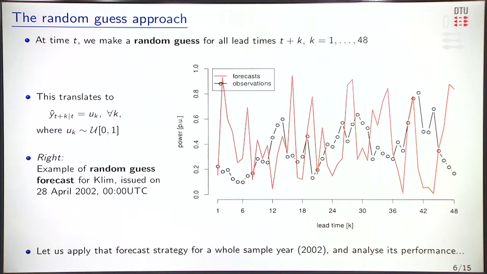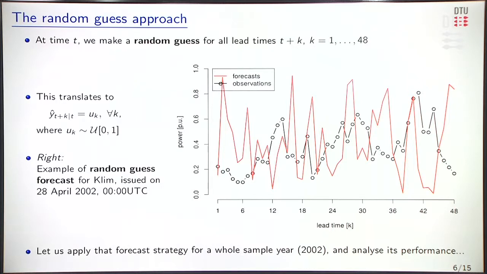That means in practice that our forecast ŷ_{t+k|t} will be equal to u_k for all k, the lead times in the future. u_k is a random draw from a uniform distribution between 0 and 1. So that means we randomly pick numbers between 0 and 1 as our forecast for each and every lead time in the future.